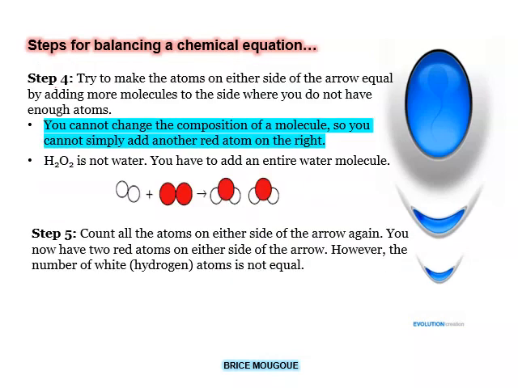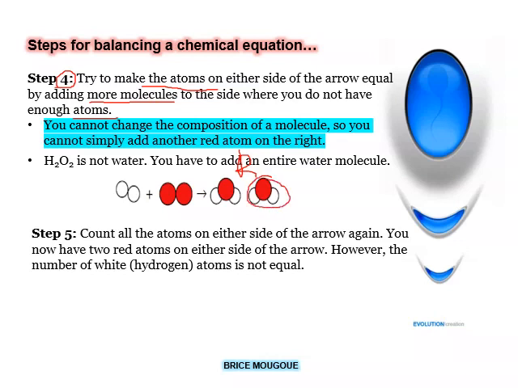So in our next step, step 4, in trying to fix the problem of the shortage of the oxygen atom on the right side, we'll try to make the atoms on either side of the arrow to be equal. This is our arrow. We'll try to make the atoms on either side of that arrow to be equal by this time adding more molecules, not adding atoms. We're adding more molecules to the side where we don't have enough atoms, and that side was the right side here. So you'll see here we've added an extra water molecule.